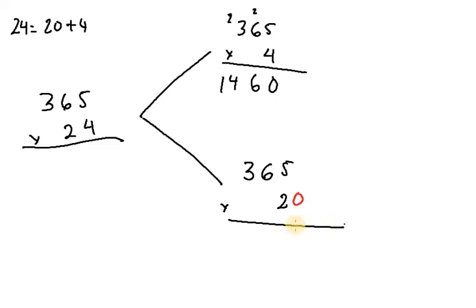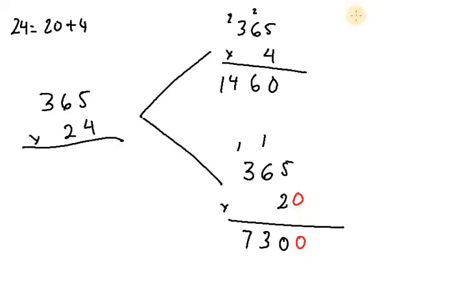Now let's do the second multiplication. 2 times 5 is 10. We have 1 carry over here. 2 times 6 is 12 plus 1 is 13. You have 1 carry over here. 2 times 3 is 6 plus the 1 carry over becomes 7. And then don't forget we have the 0 over here, so we just write down the 0 here.